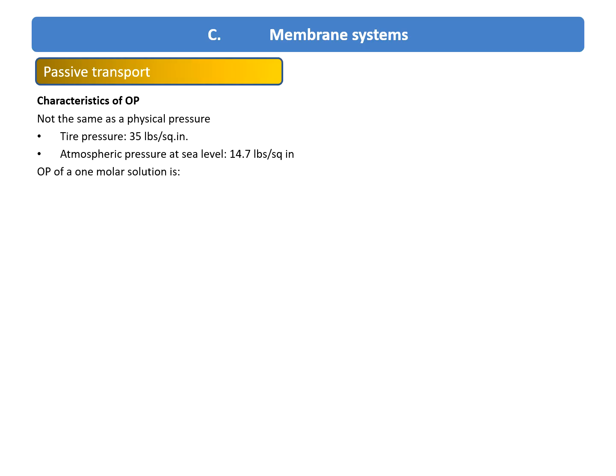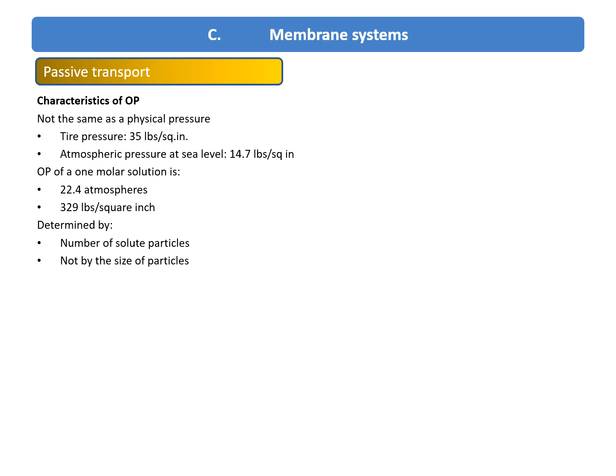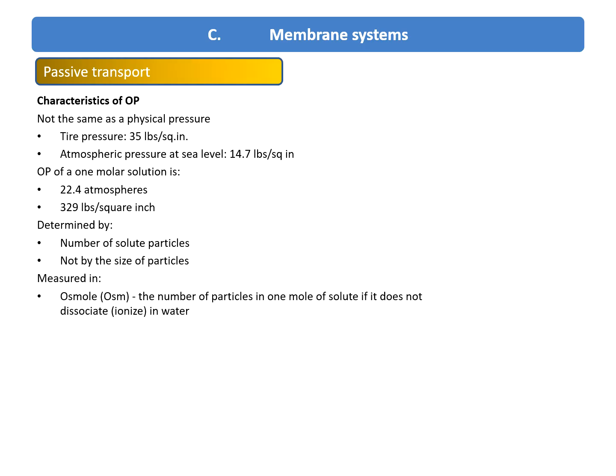Osmotic pressure of a 1 molar solution is 22.4 atmospheres. That's something like 329 pounds per square inch. The osmotic pressure is determined by the number of particles, as we said, not by the size of the particles. It's measured in osmoles. The osmole is the number of particles in 1 mole of solute if it does not dissociate or ionize when added to water.